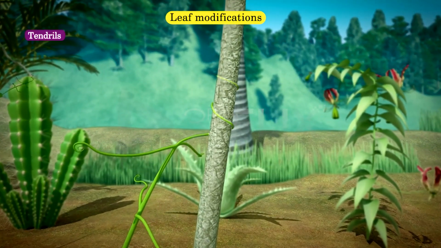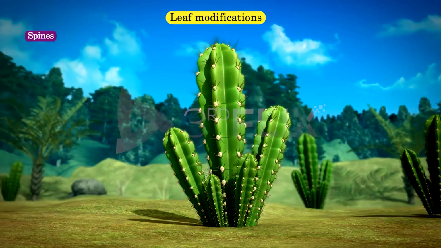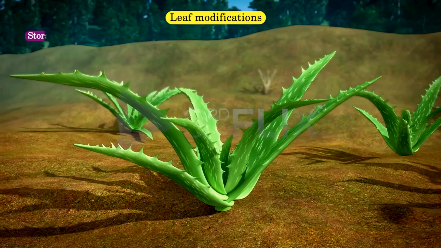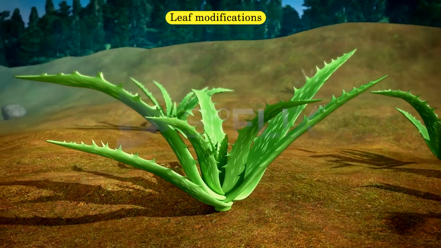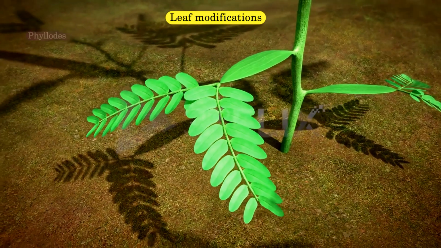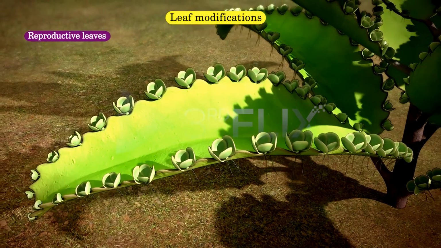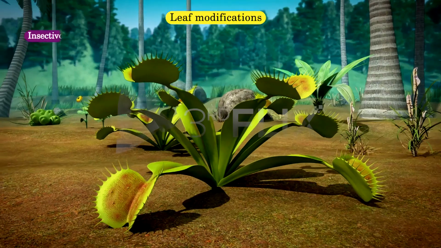They are leaf tendrils, spines, storage leaves, phyllodes, reproductive leaves, and insectivorous leaves.